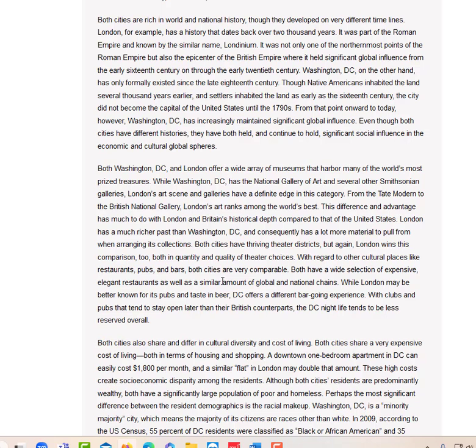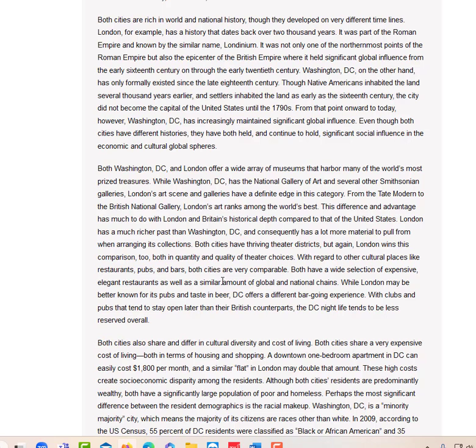While London may be better known for its pubs and taste in beer, DC offers a different bar-going experience, with clubs and pubs that tend to stay open later than their British counterparts. The DC nightlife tends to be less reserved overall. Both cities also share and differ in cultural diversity and cost of living. Both cities share a very expensive cost of living, both in terms of housing and shopping.